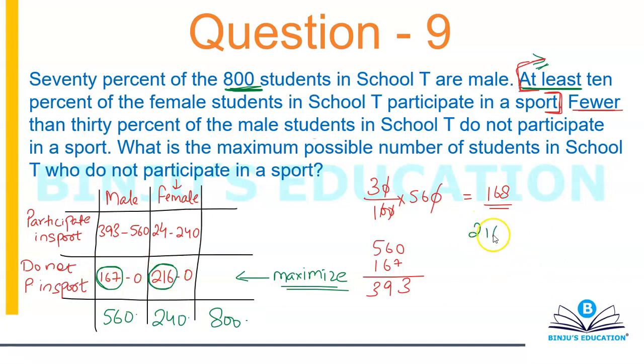So that is 216 and 167. So 13, 8, 383. Let me just check my calculation. 6, 7, 13, 8 and 383. That's the answer. Again, the point is going step by step.